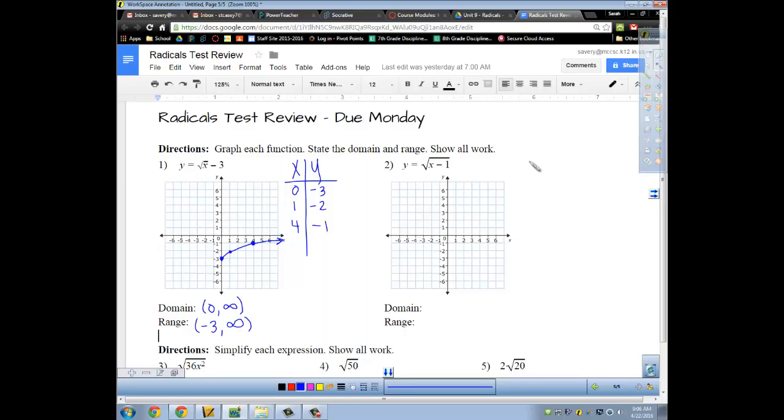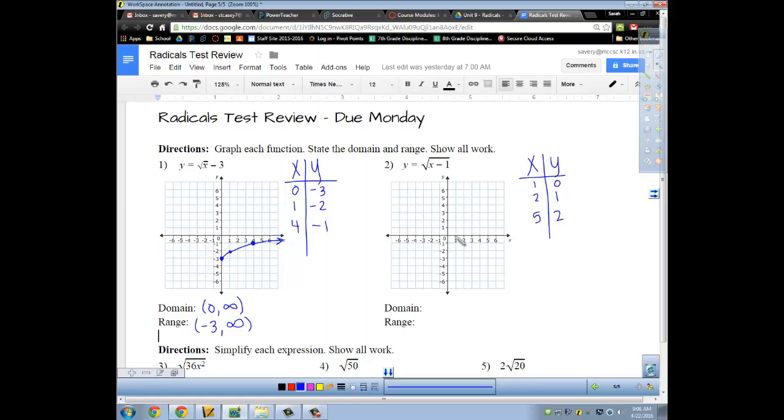For number 2, again, make a t-chart. This t-chart is going to be a little bit different because if I plug in 0, 0 minus 1 is negative 1, can't do the square root of negative 1. So I'm going to choose 1, 2, and 5 for this one. So 1 minus 1 is 0, square root of 0 is 0. 2 minus 1 is 1, square root of 1 is 1. And plug in 5, 5 minus 1 is 4, square root of 4 is 2.